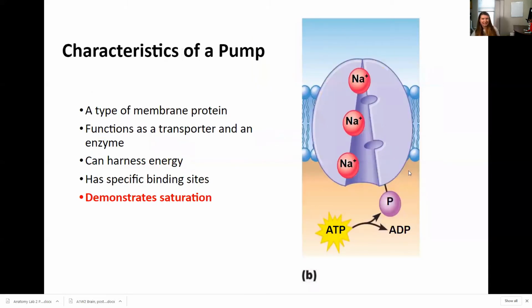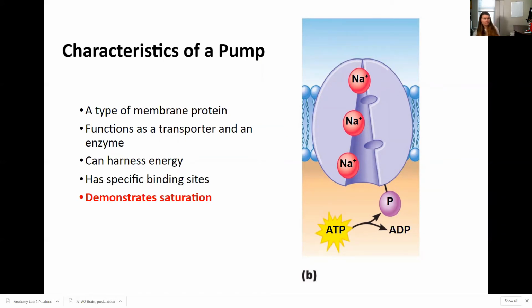So we're going to look at the characteristics of a pump. And specifically, we're going to be looking at our sodium-potassium pump because our sodium-potassium pump really powers a lot of the physiological phenomena that we're going to see in this course. So it's a really important type of pump, our sodium-potassium pump.